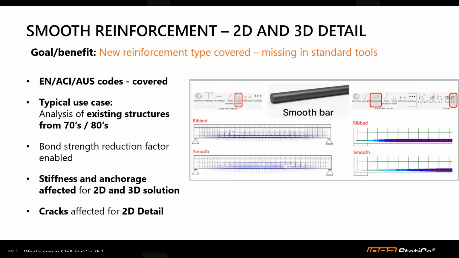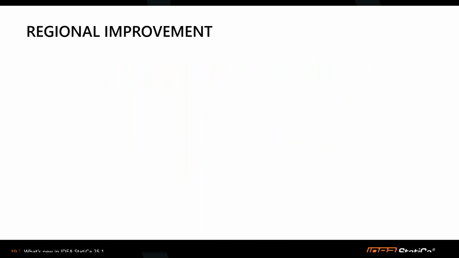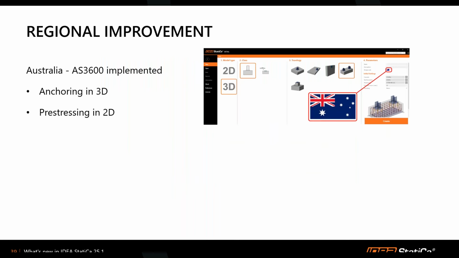And aside from that, we have some regional improvements. Detail 3D now fully supports Australian standard anchorings, AS3600. As well as in Detail 2D, AS3600 is also implemented in pre-stressing. So engineers can now design local materials based on these codes and ensure that the design is code compliant according to the results.